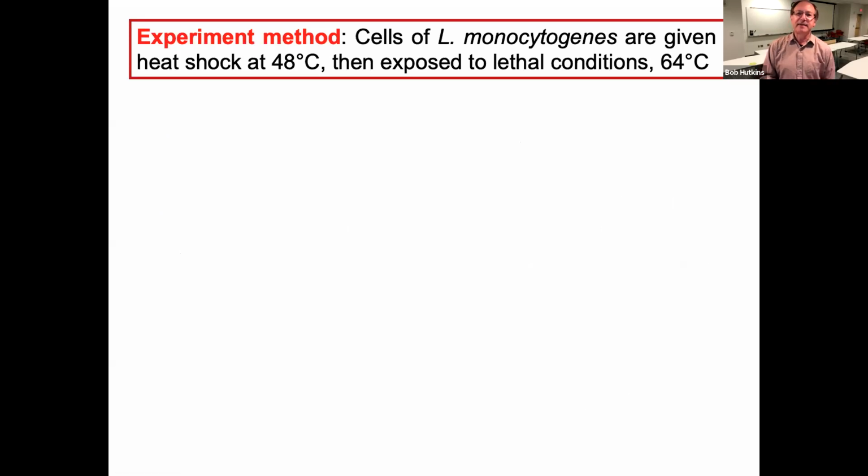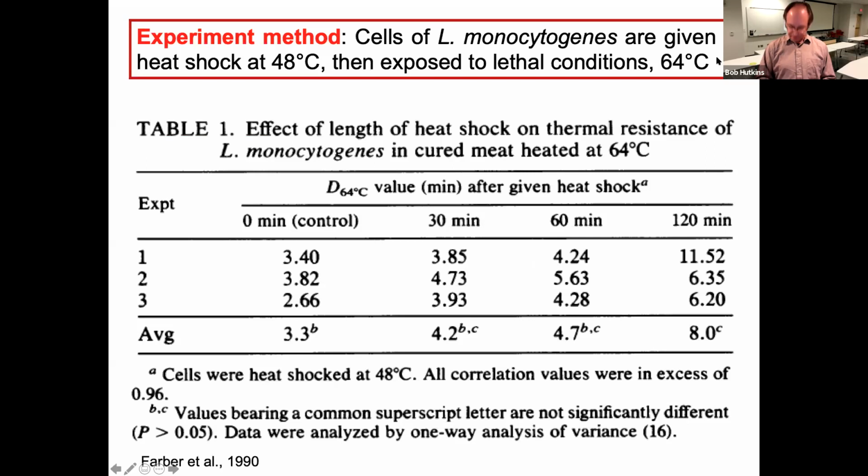So here is some data. Again, heat shock at 48, then exposed to condition 64, which is very close to milk pasteurization. And what we see, now they're measuring D values. Time to kill 90%. The higher the D, the more resistant. So here's 3 different treatments. We'll just look at the average. So this is the D at 64 after heat shock. But here's the control, no heat shock.